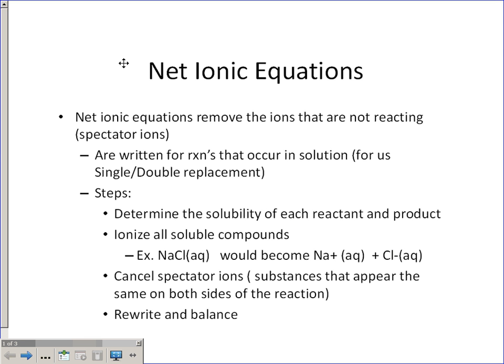So we oftentimes associate this with single replacement reactions as well, but we will not talk about that in regular chemistry. So there are a couple different steps. The first is to determine the solubility of each reactant and product. Really, more importantly, we're going to look at that product that precipitates out. Once I've identified what's going to precipitate out, it becomes very easy to write a net ionic equation for that reaction. Ionize any and all soluble compounds, cancel spectator ions, and then rewrite and balance the equation. So let's practice.